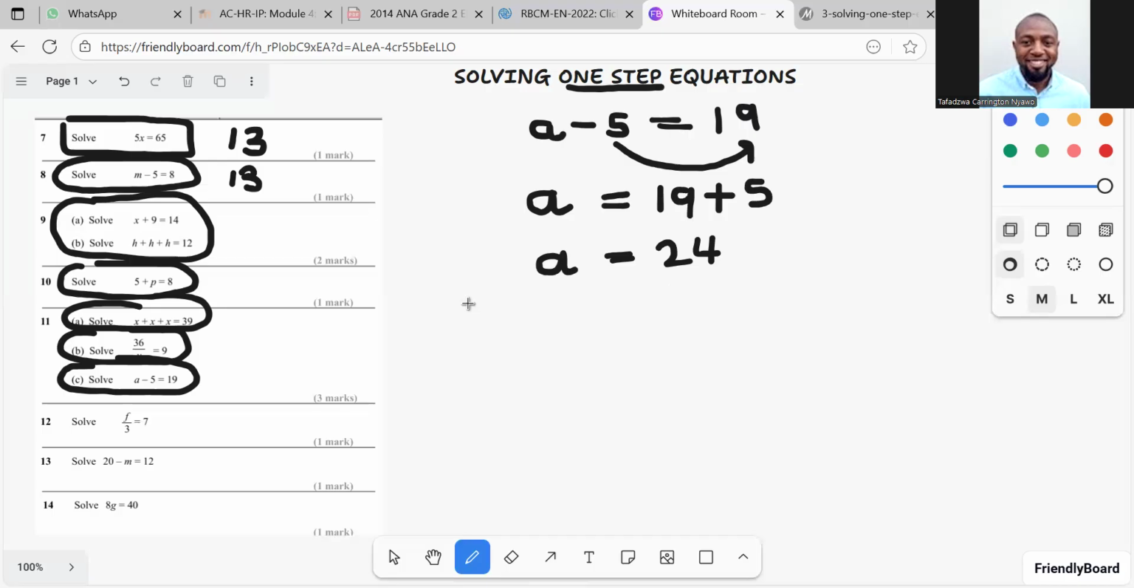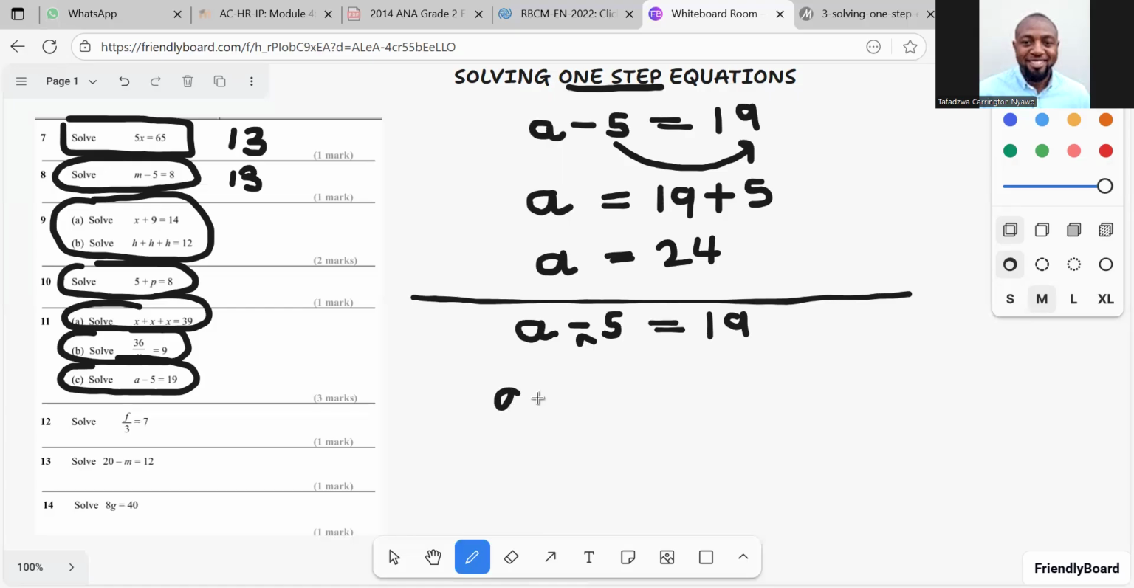Somebody will say, okay, can you use the other method? Yeah, sure. We can use it. A minus 5 is equal to 19. So what is the inverse operation of minus? It is plus. So therefore, I need to add plus 5 here. Then also do the same on the other side.